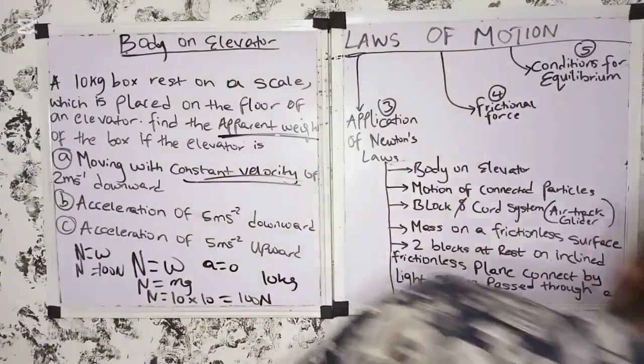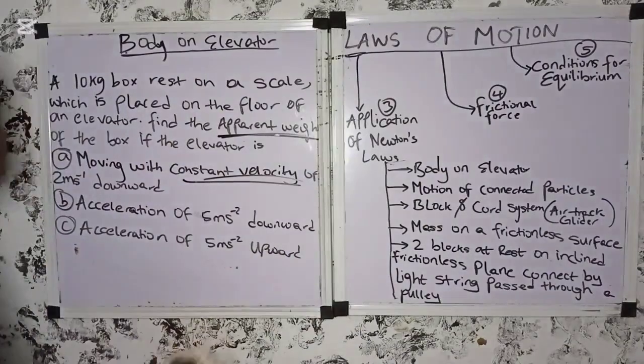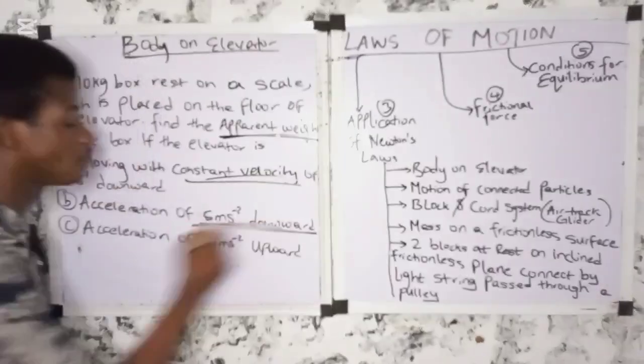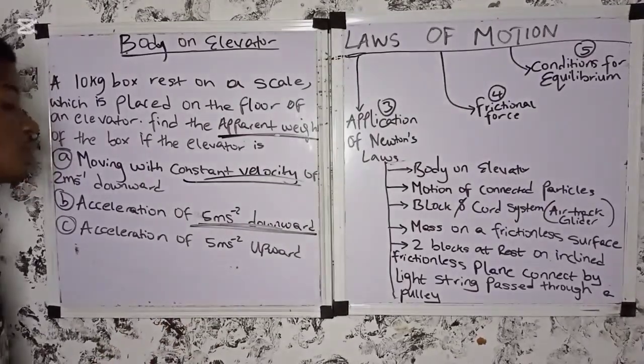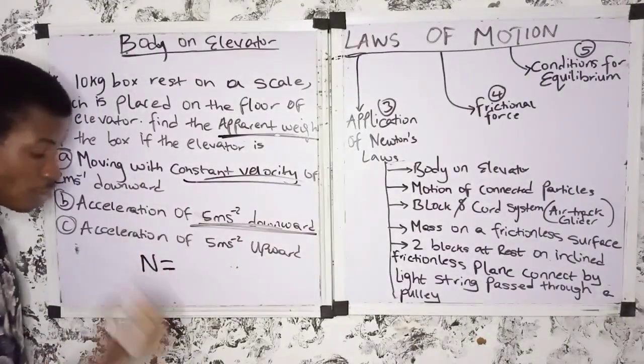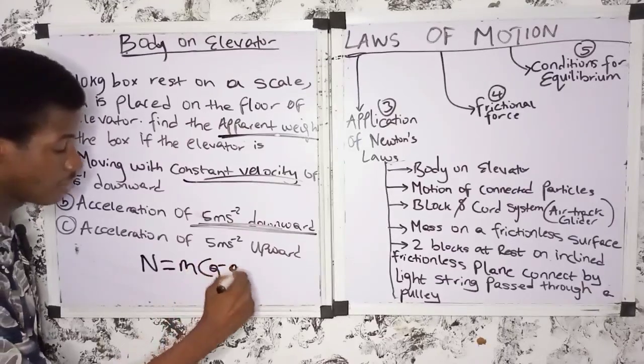So let's do part B. Now, when the elevator is moving downward with an acceleration of 5 meters per second squared, I gave you a particular formula, right? When the elevator is moving downward, the scale reading N equals m(g minus a).